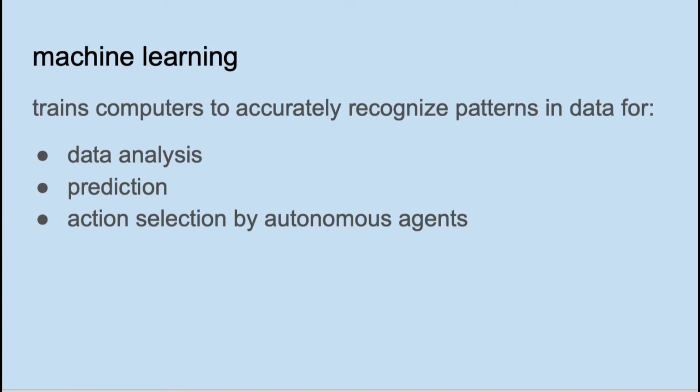There are many definitions of machine learning. Here's mine. Machine learning trains computers to accurately recognize patterns in data for data analysis, prediction, or action selection by autonomous agents. The human mind is the best general-purpose pattern recognition machine, but computers can beat humans in narrowly defined tasks given enough training and data.